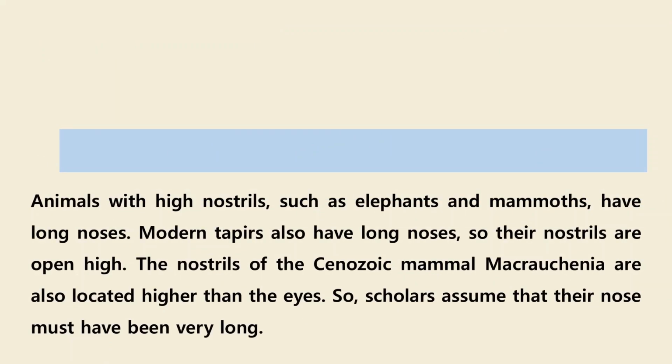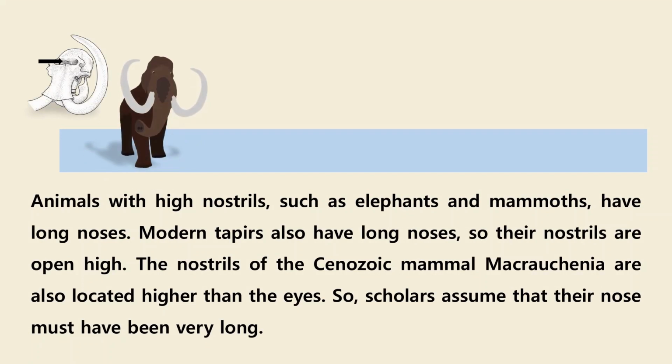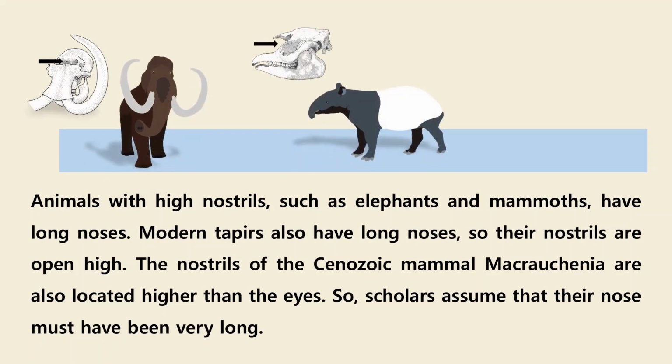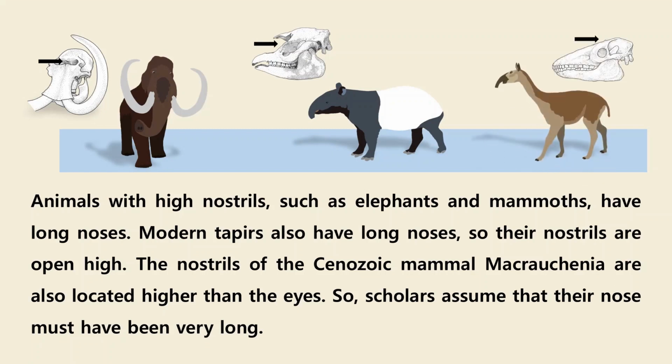Animals with high nostrils, such as elephants and mammoths, have long noses. Modern tapirs also have long noses, so their nostrils are open high. The nostrils of the Cenozoic mammal Macrauchenia are also located higher than the eyes. So, scholars assume that their nose must have been very long.